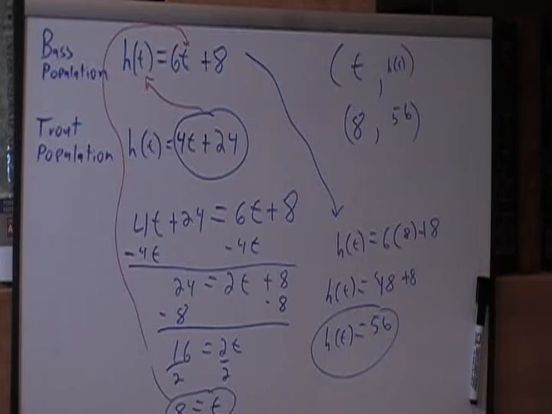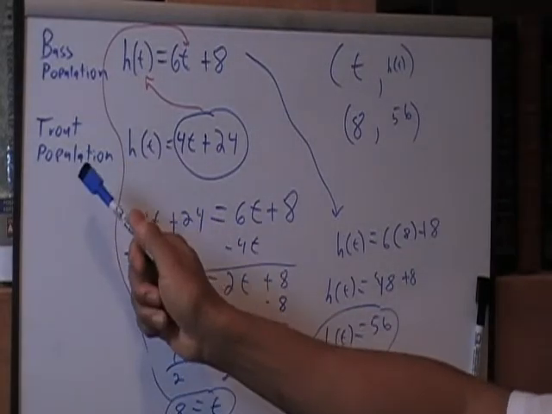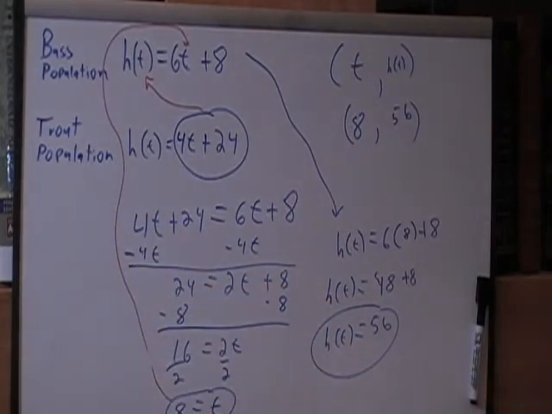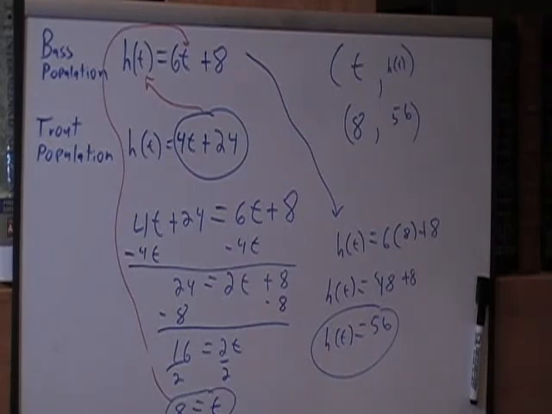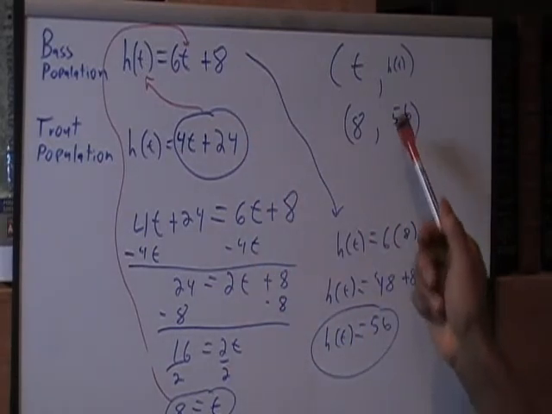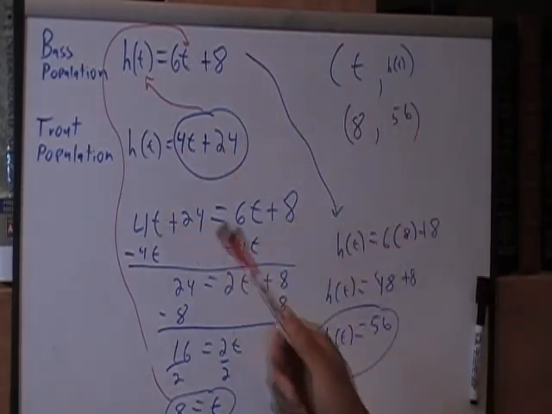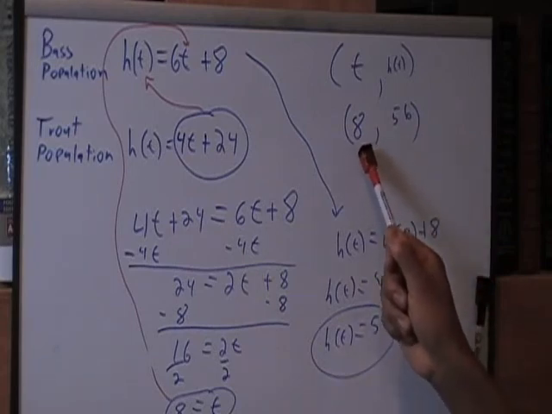Now what does this represent? Remember, we want to know when the population of bass was equal to the population of trout. In 8 years, the population of trout and bass will be equal, and they will each have 56. So there'll be 56 bass, 56 trout, and that will occur in 8 years.